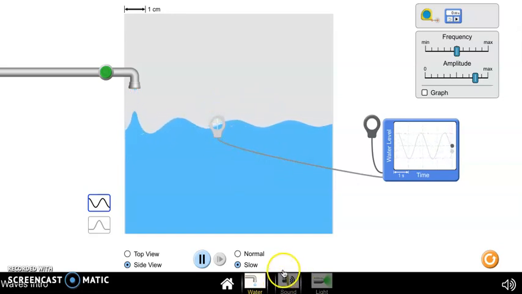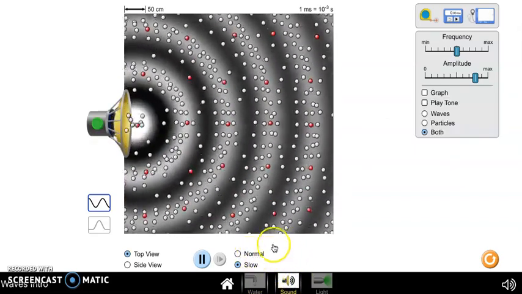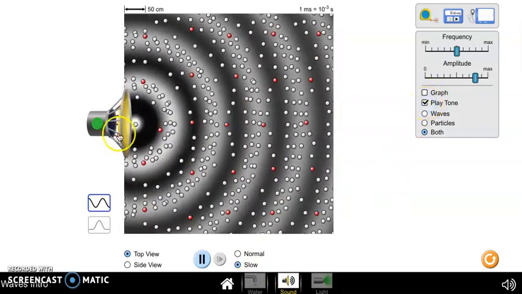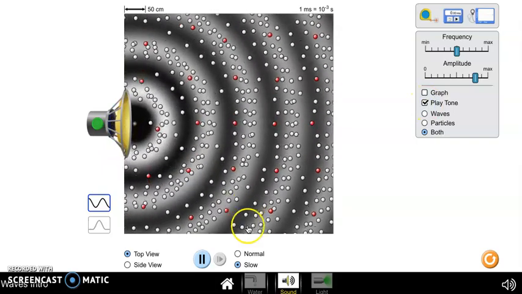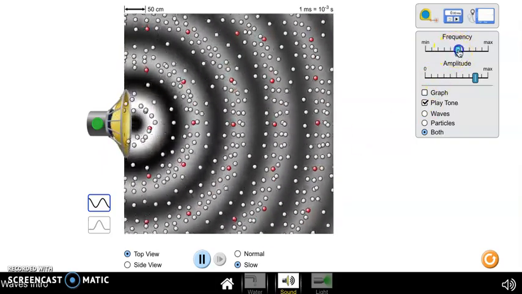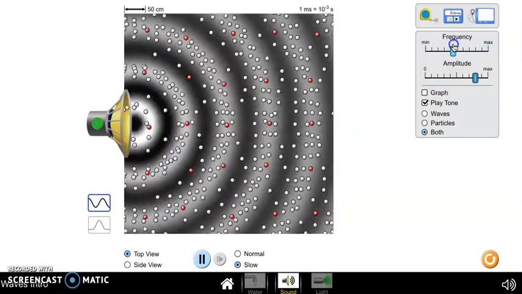So let's look at real quickly two very important examples of wave motion. One is sound. Okay, so I have some speaker. I can play a tone here. So that's a monotone. It's playing one particular sound at a particular frequency. I can change the frequency, right? And we can change the pitch.